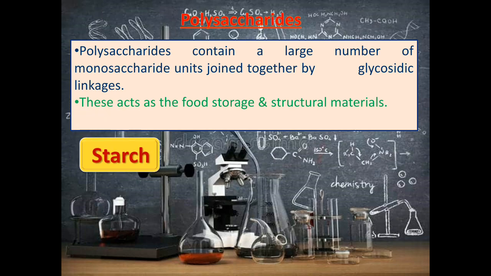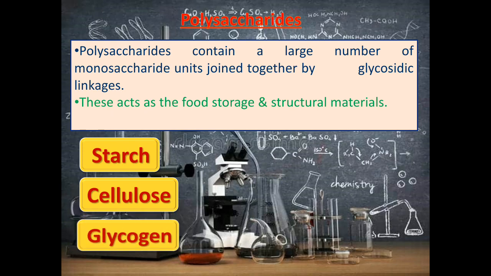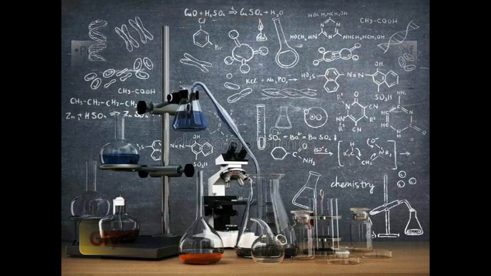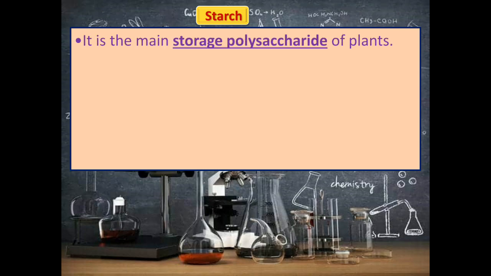So we'll discuss three polysaccharides today. First one is starch, second one cellulose, and the third one glycogen. Let me begin with the first polysaccharide, that is starch. This starch polysaccharide is the main storage polysaccharide in plants. The starch is stored in the plant, hence it's called a storage polysaccharide.